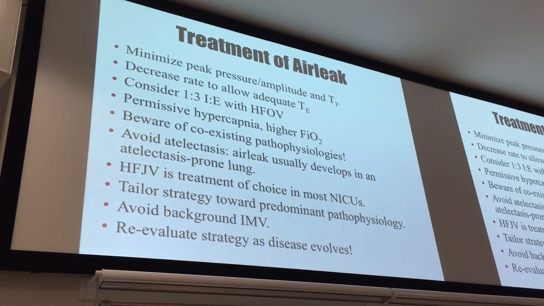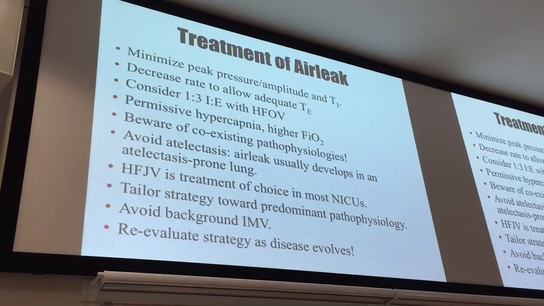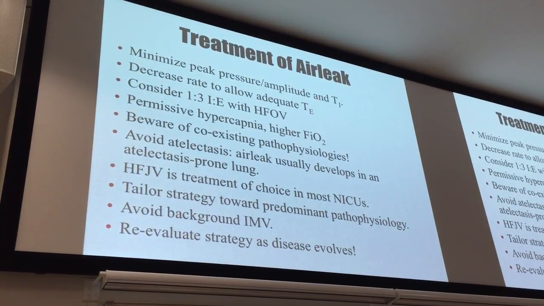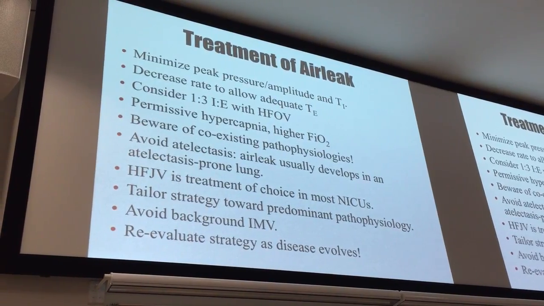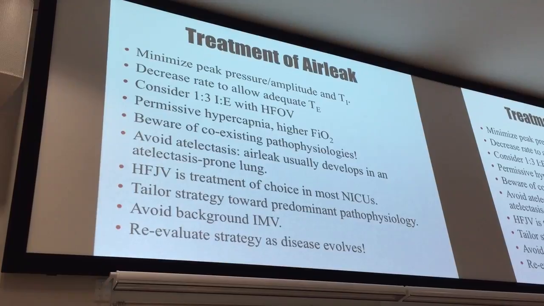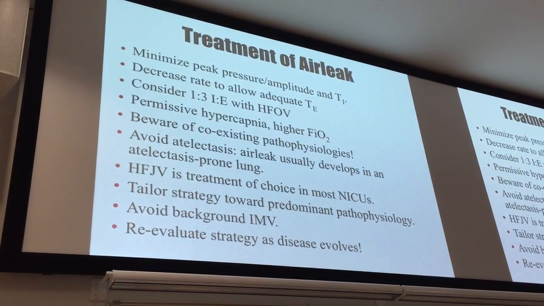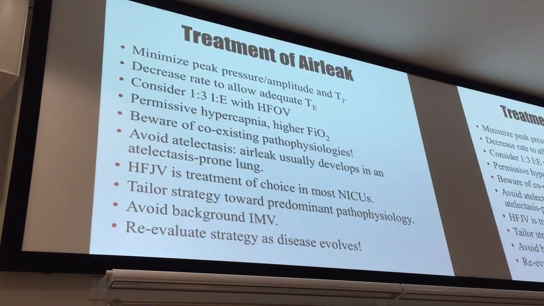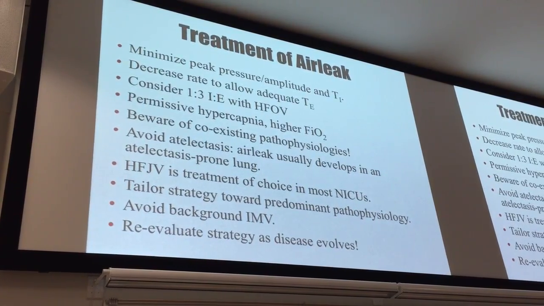So in terms of summing up treatment of air leaks: conventional ventilation, short inspiratory time, minimal inflation pressure. You do probably want to slow the rate a little bit, and make sure that your expiratory time is adequate, because these lungs tend not to empty. With the oscillator, you may try to use a shorter inspiratory time. And I think that pretty much covers the rest of it already.